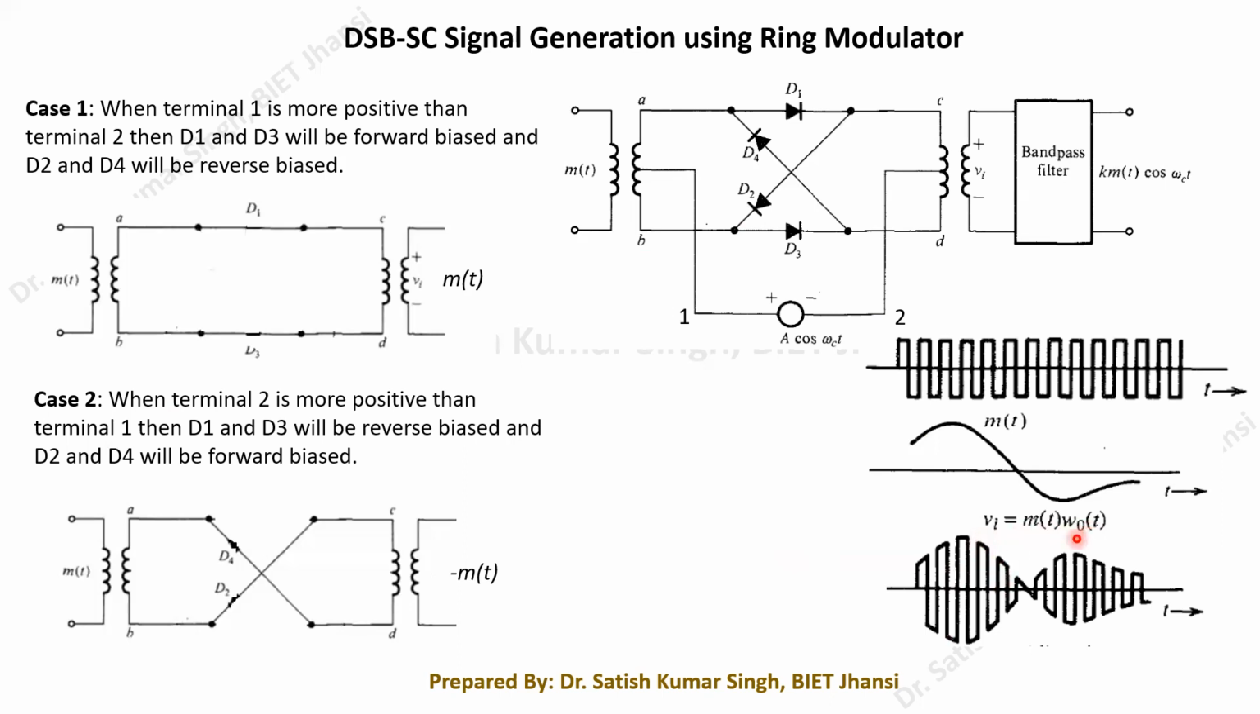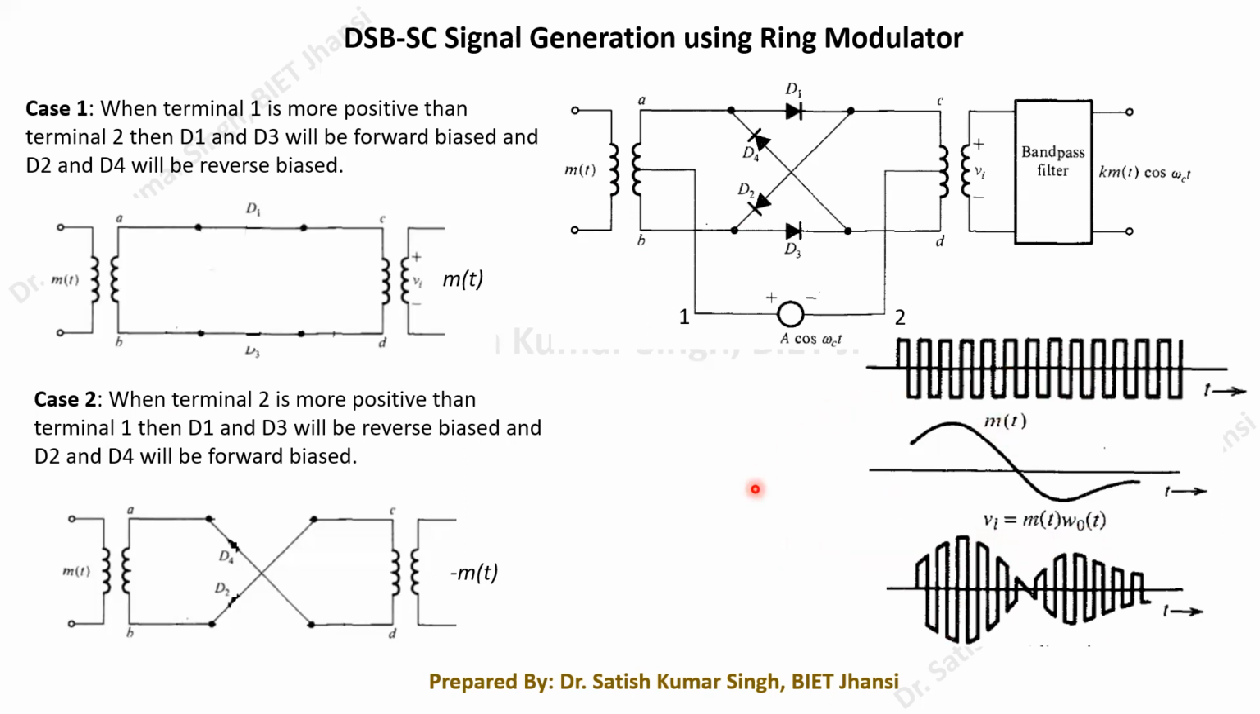I have written Vi equals m(t) cos omega naught t. In the next slide, I have represented this as c(t) into m(t), the carrier multiplied with the message signal. Now you just try to understand that we have applied here the symmetrical square wave.